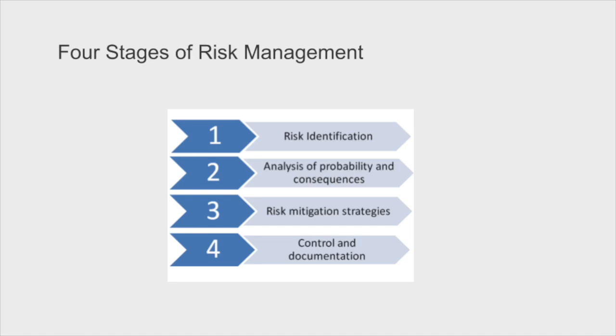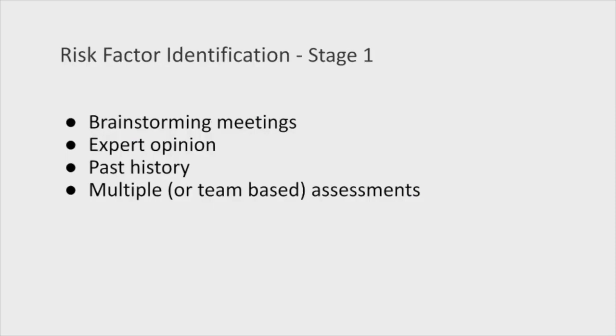We need to analyze the probability and consequences that we just looked at. And we have to next look at risk mitigation. What do we need to put in place to prevent those things from happening to start with? And then if they do happen, the 4th stage is control and documentation. What do we do if something does happen?